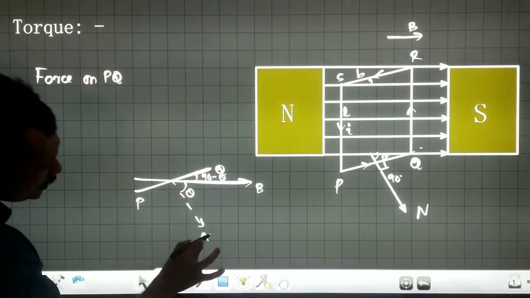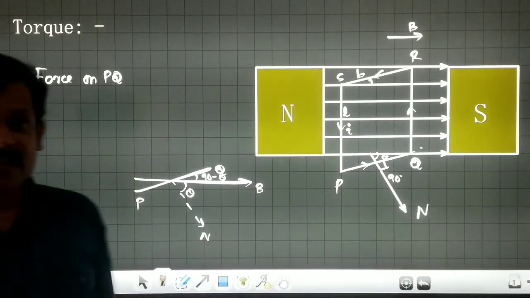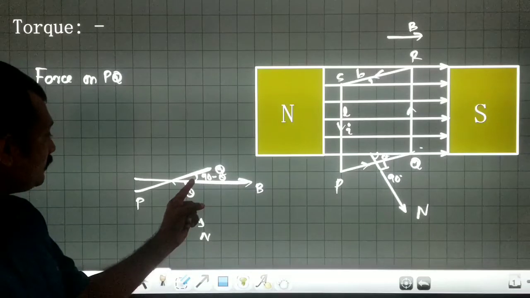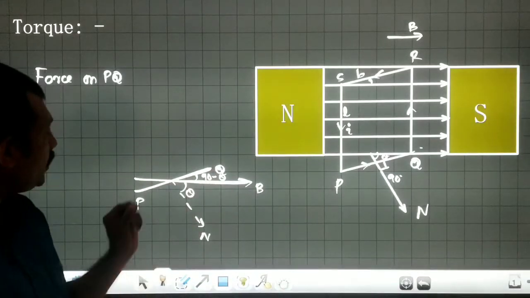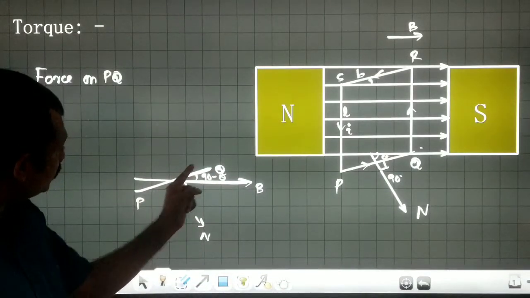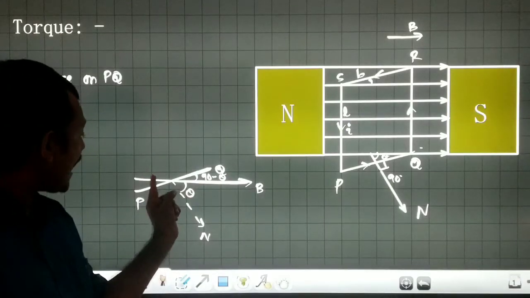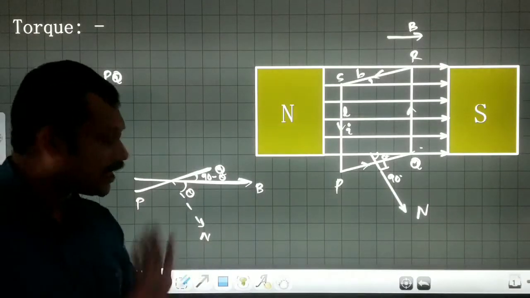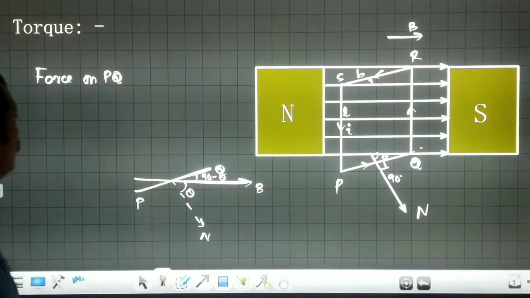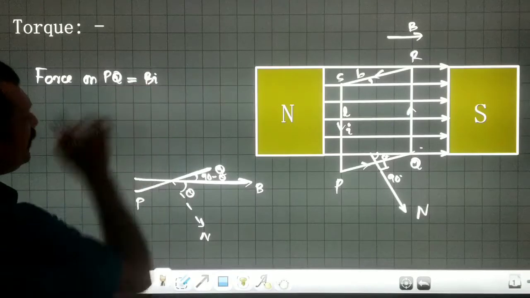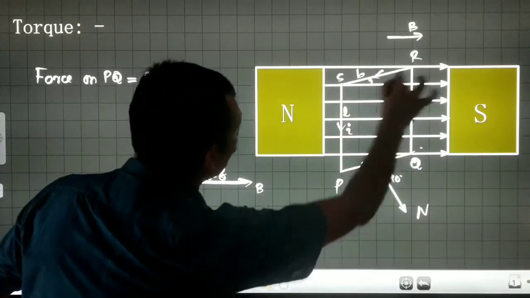The normal makes an angle theta with the direction of the magnetic field, which means the total angle is 90, so the angle made by PQ with the magnetic field is 90 minus theta. We have the formula for magnetic force, BIL. In this case, the length is equal to B.